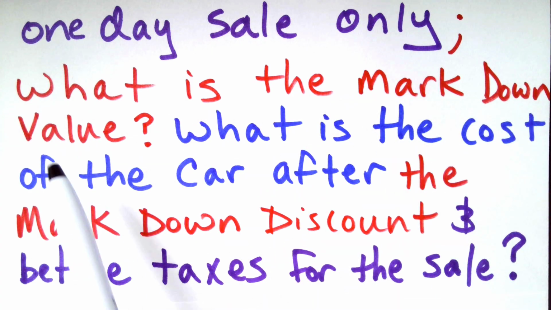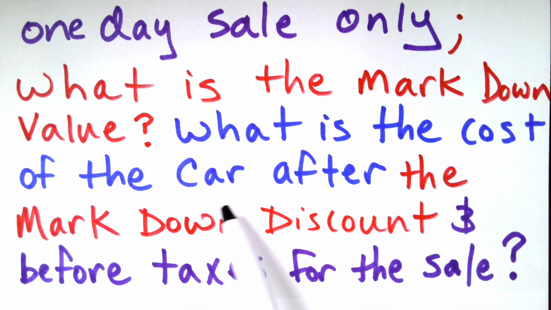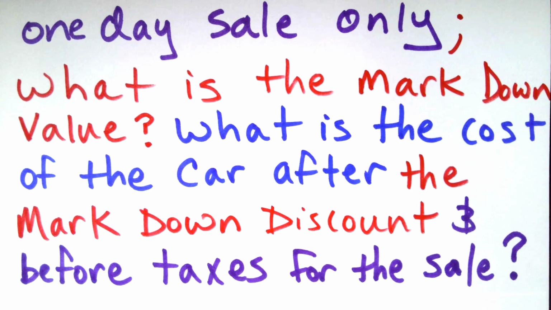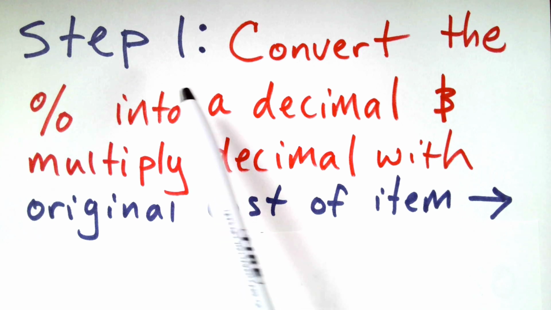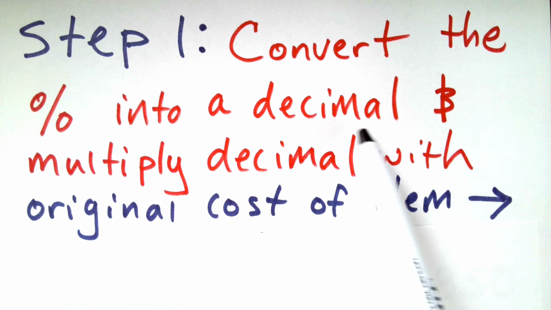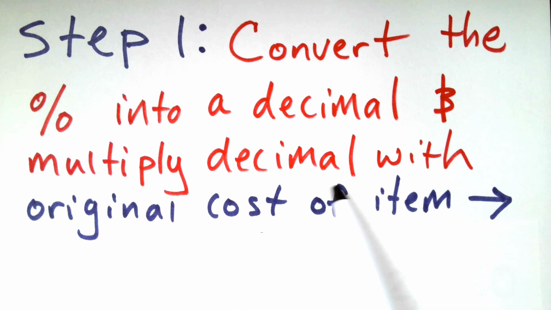So 60% off, one-day sale only. What is the markdown value? What is the cost of the car after the markdown discount and before sales tax? I'm not going to go over sales tax in this example. I will go over it in 2 or 3 examples that I'm preparing for you. So step 1, convert the percent into a decimal and multiply the decimal with the original cost of the item. In this case, we're talking about a very expensive motor vehicle.